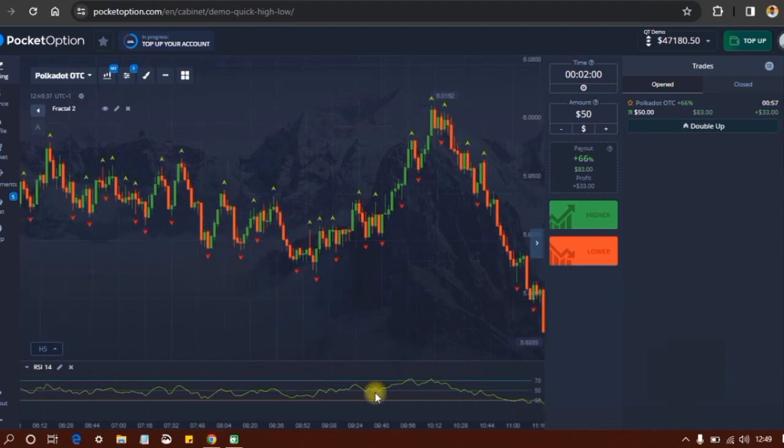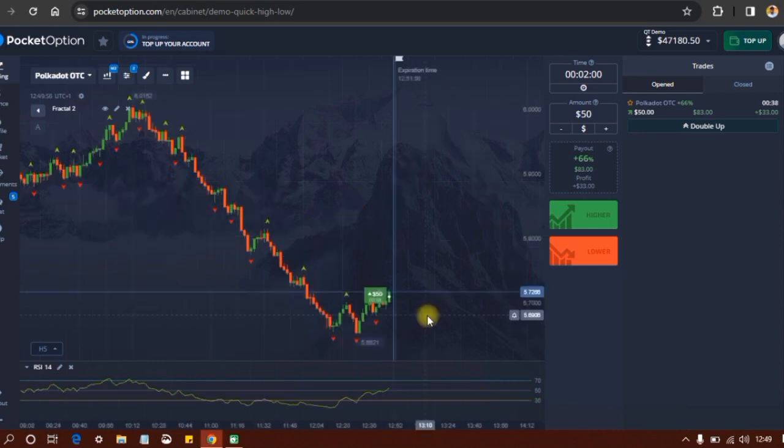Let's check the previous charts. You can see at this point we have the RSI at the oversold region, and we have the fractal indicator appearing at the bottom of my price chart. And what do we have? We have price pushing to the upside. This is just the simple way to trade this particular strategy.